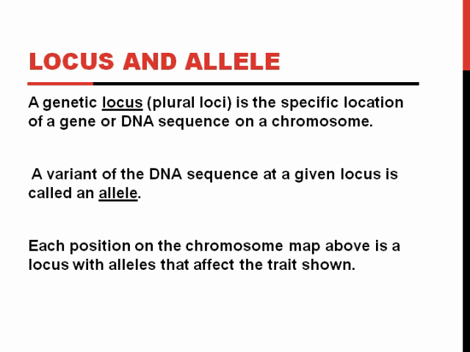Okay, a couple definitions. The first definition is a genetic locus, and that's a specific location of a gene or DNA sequence on a chromosome. The plural of locus is loci. So again, that just means location on a chromosome. And then the variant of the DNA sequence at a given locus is called an allele. So you have different alleles at a locus. The different alleles are different versions of the DNA sequence that someone might have at that locus. So when we go back and look at this previous plot, each one of those locations would be a locus, each showing a locus for a particular disease or condition.